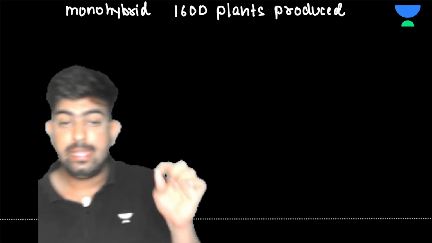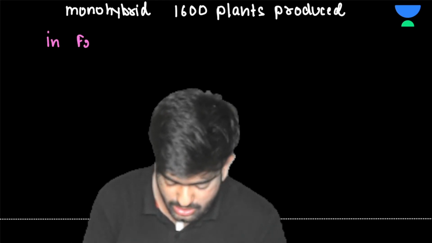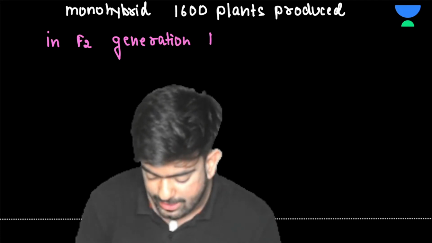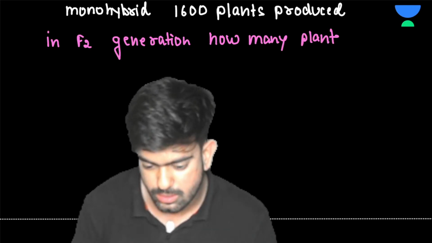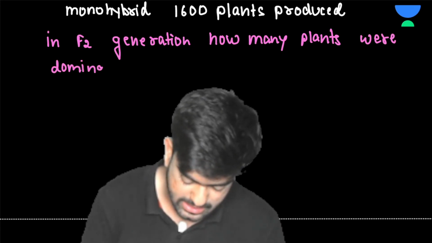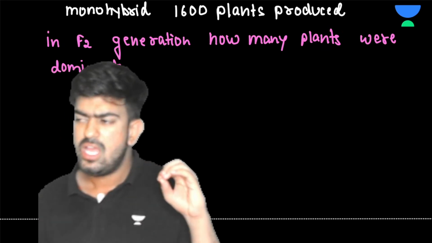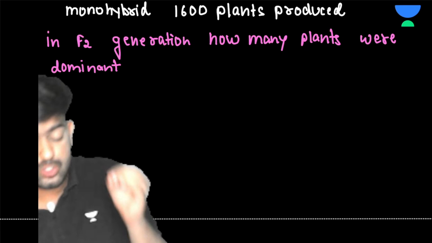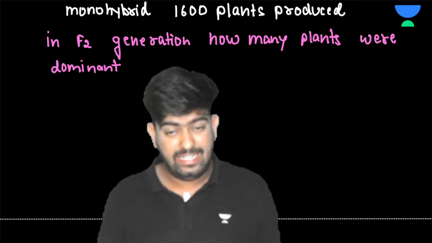Okay, great, sir. Now I am going to ask: in the F2 generation, how many plants were dominant? Can you see this? That's a very basic question. I'm going to give you around 30 seconds to think about it and solve it. It's really a question that can be solved within 30 seconds. Okay, solve it right now.